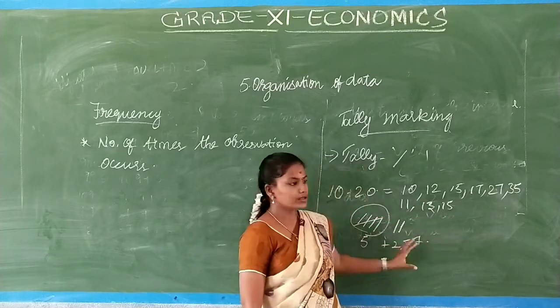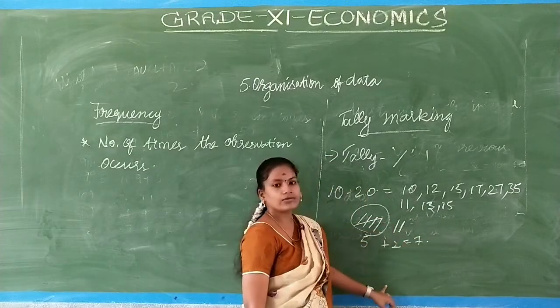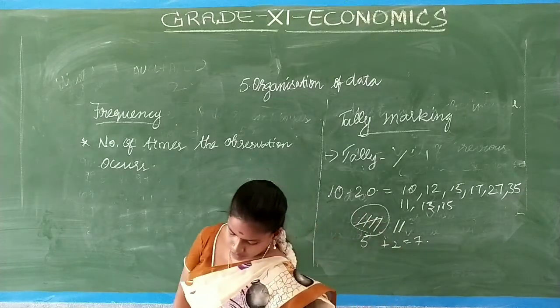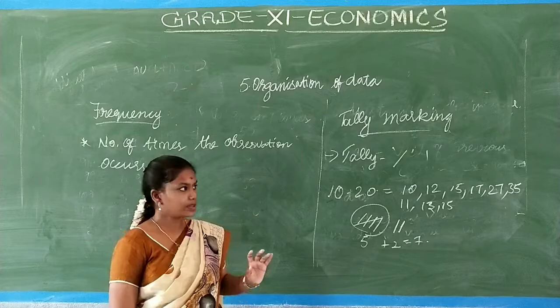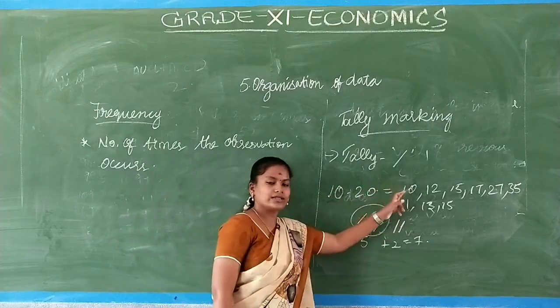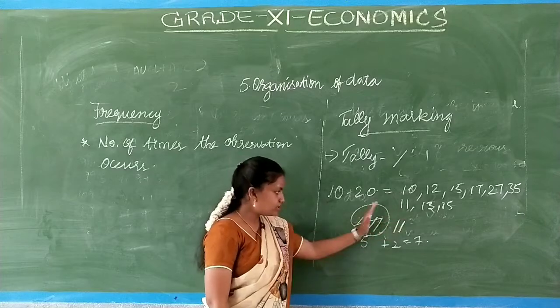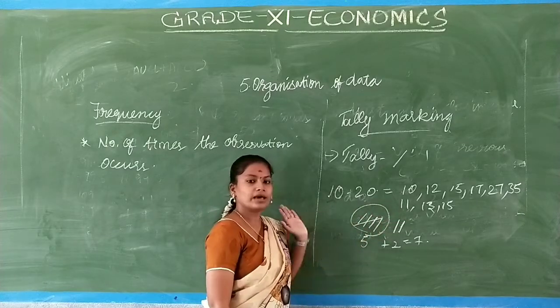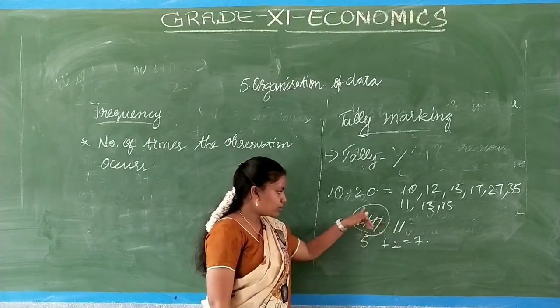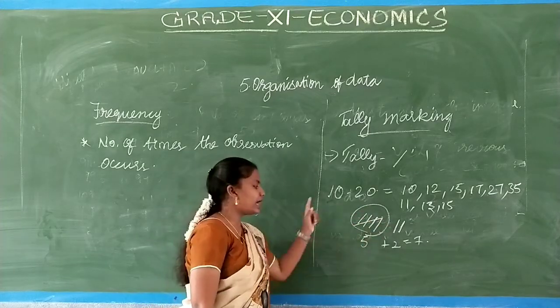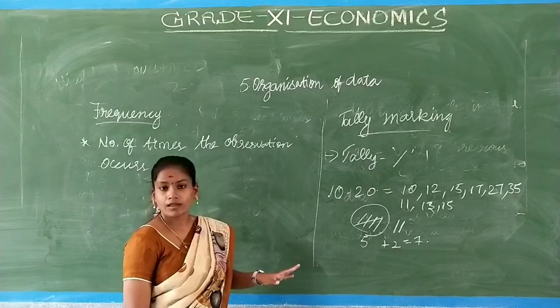10 into 5, 50, then count whatever surplus remains. It is easy for us to calculate. This is how we usually calculate the frequency. What is this mark called? This is called the tally marking system. Each time an observation occurs, we put one dash. For the fifth time, we will cross it so that we calculate it as 5.